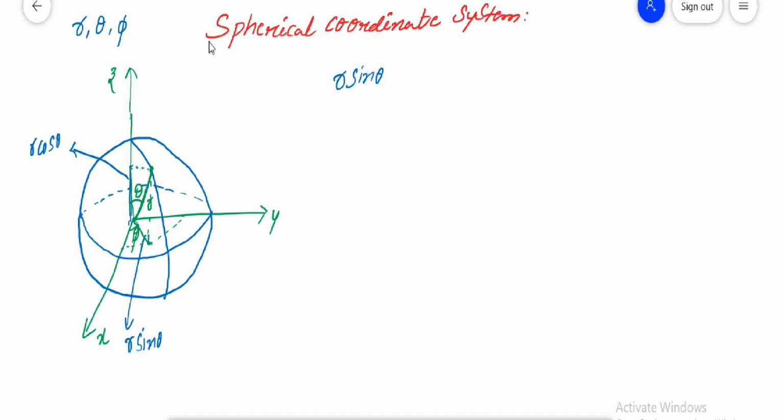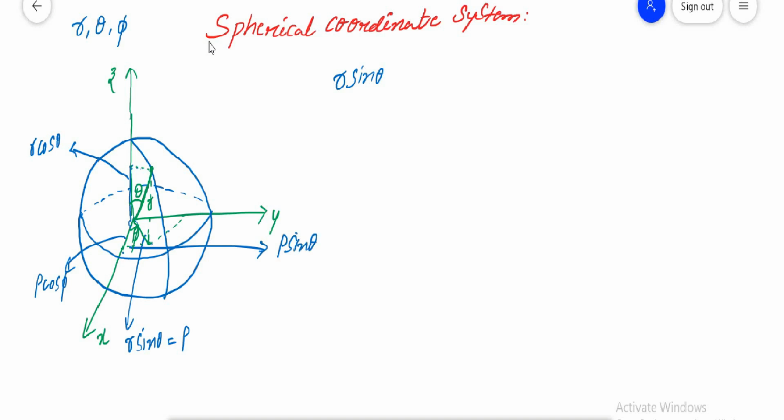Then what about the xy plane? From the cylindrical coordinate system, if I consider this r sine theta as rho, then what will be the projection on the x-axis? This is your projection on the x-axis and this is the projection on your y-axis. So this is your rho cos phi, and this length becomes rho sine phi.